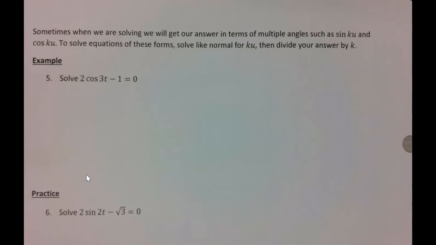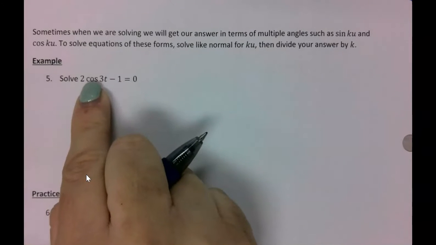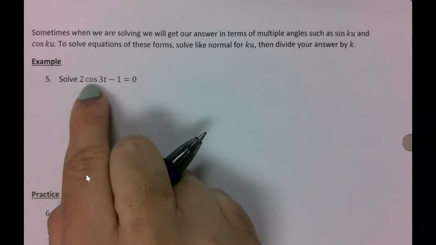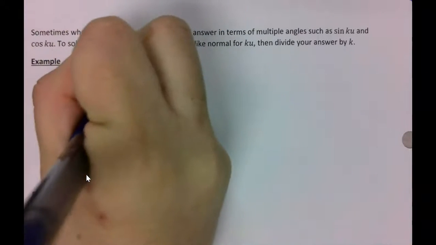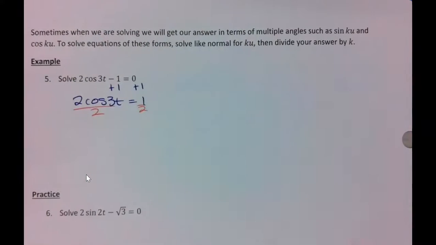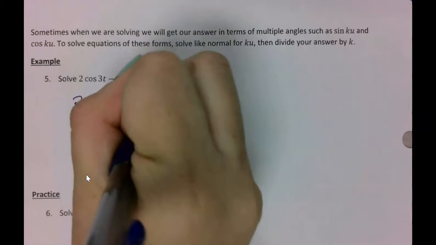Okay, so sometimes when we're solving, our variable after the trig function has a number either being multiplied or divided by it. So I solve like normal, and this just adds 1 more step at the end. So for now, I'm going to treat this as if it's a normal equation. I'm going to add 1 on both sides. I have 2 cosine 3t equals 1. Then I want to go ahead and divide both sides by 2, which gives me cosine 3t equals 1/2.